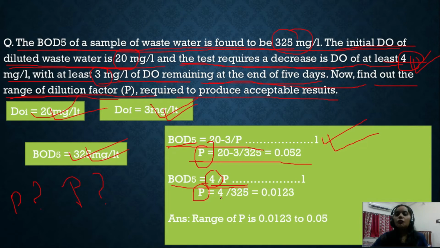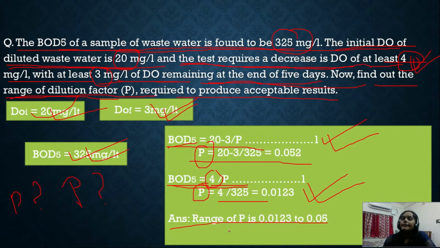Now P equals 4 by 325. Already the BOD 5 value is given. So here also, from this equation 2, we can get another value of the dilution factor. Now we can get the total answer, that is, the range of P is 0.01232 to 0.05. Understand? This is the range of P.